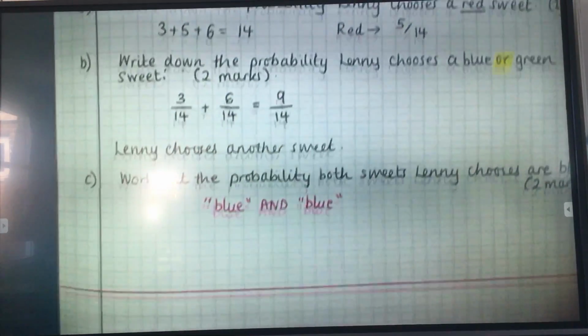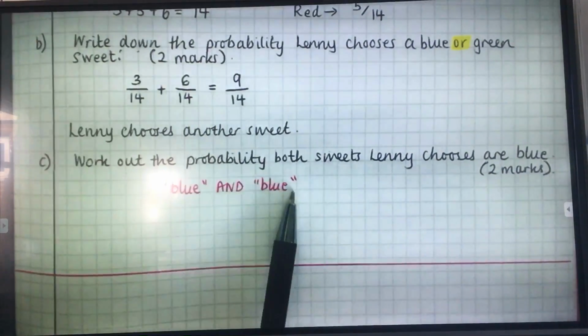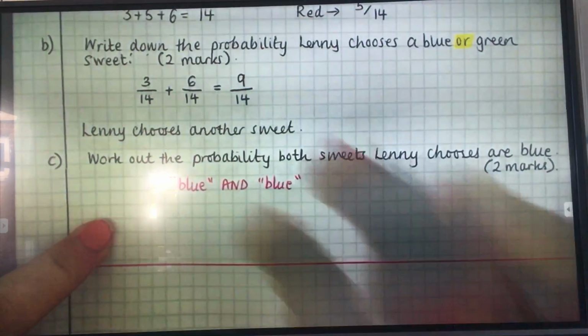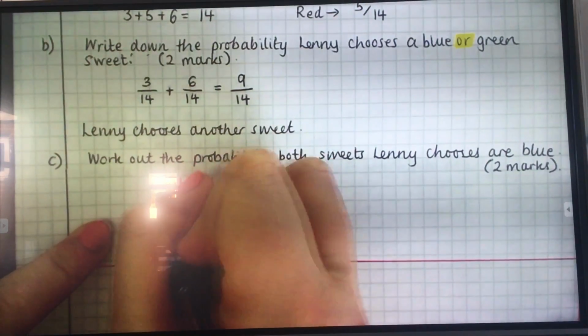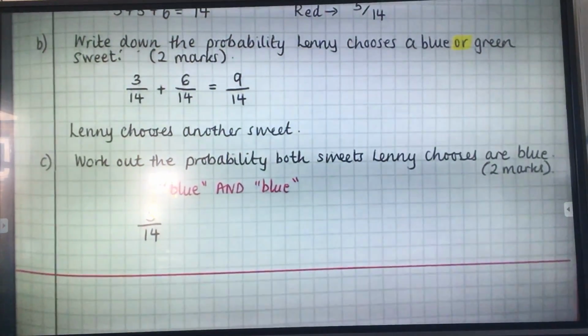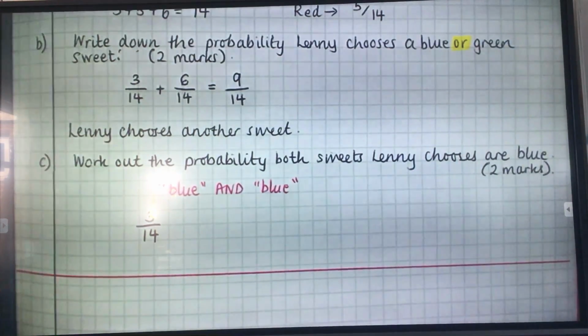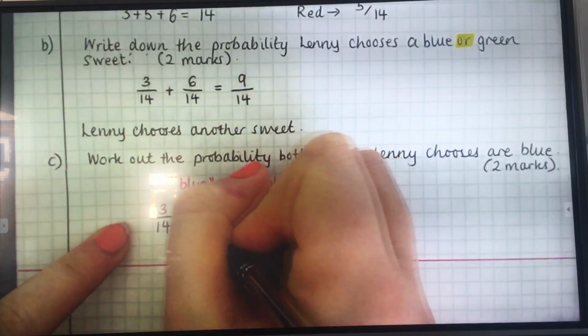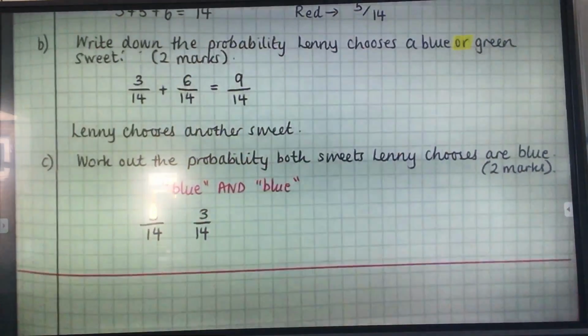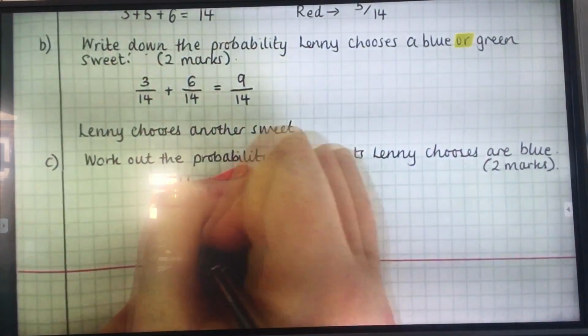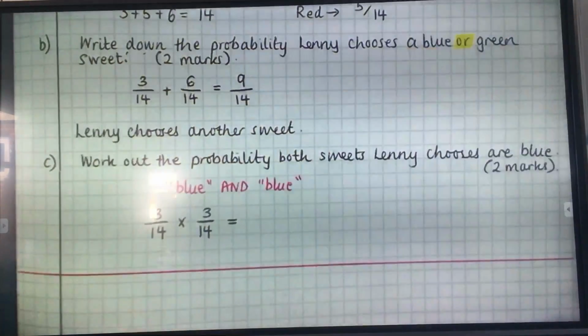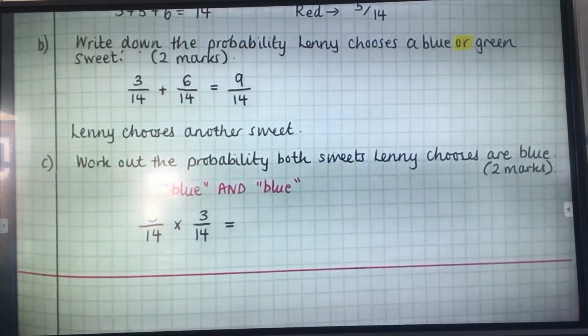So if we were going to multiply the probabilities of blue and blue, blue is 3 out of 14. They've put the sweet back into the bag, and we've chosen it again, and we want to know if it's blue again. So it's going to be 3 out of 14 the second time. Now, because it's and, we multiply these. Now, multiplying fractions, you know, you just do top times top, bottom times bottom.